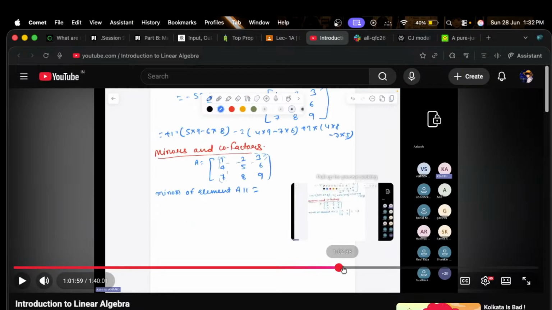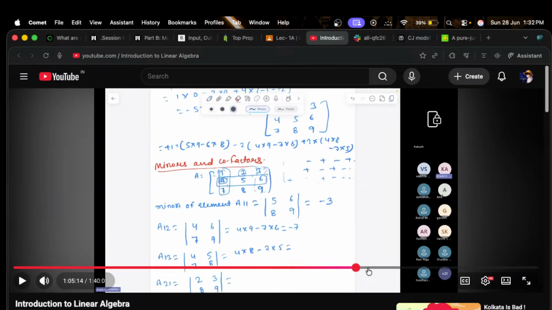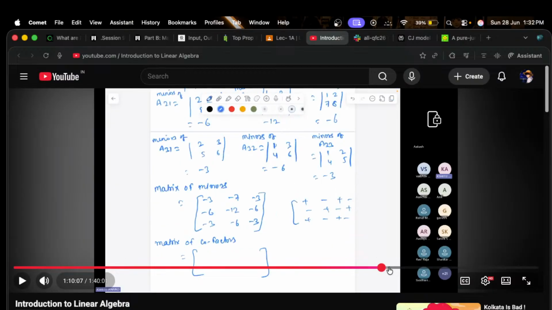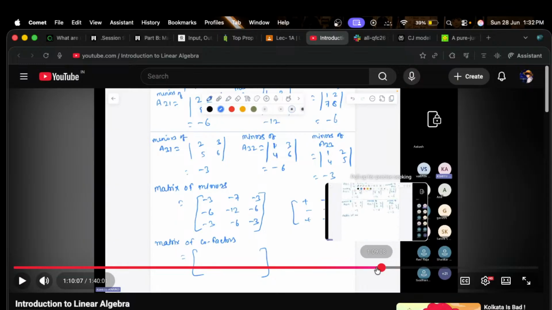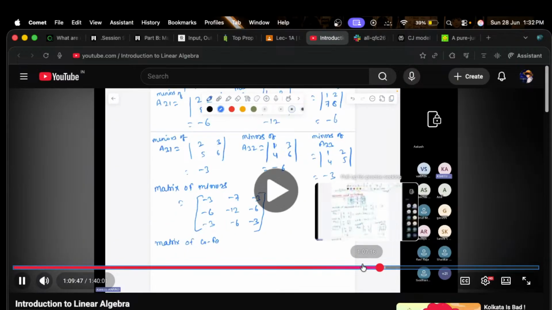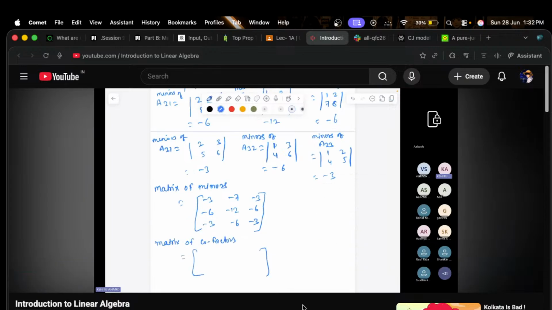Okay, so here we can find minor, but how do we find cofactors? Let me just go back a few seconds. What we do is we just multiply with their signs, right? So I told about sign plus, minus, plus, minus, minus, plus, minus, plus, and again plus, minus, plus, minus. So it continues like this.